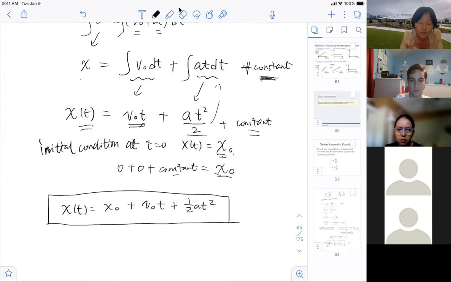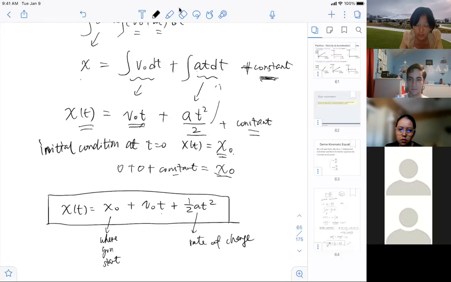At any point in time, your position is going to be based on where you started, plus how fast you were going at the beginning. And then that's also dependent on how long it's been since you were going. And then it's based on how the magnitude of how your speed is changing. Do we have to deal with the constants right now, or can we just be general like that?